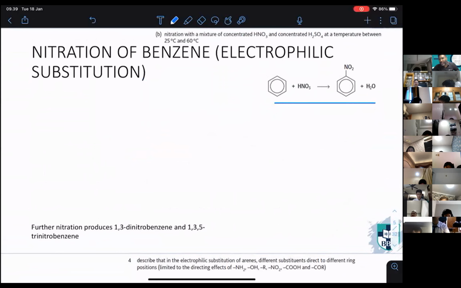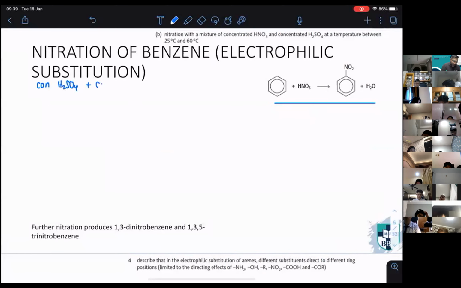But when you are going to write down the mechanism of the reaction, things are going to be different. You need to have a nitrating mixture, which is concentrated H2SO4 reacted with concentrated HNO3. This reaction is done at 55 degrees Celsius. According to your syllabus, it's 25 degrees Celsius to 60 degrees Celsius.